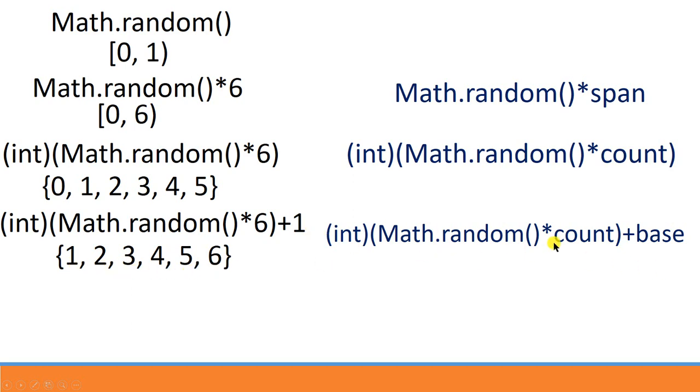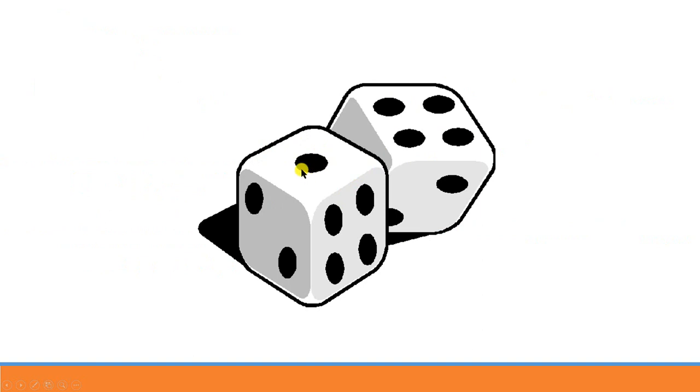So this one, we call it the base. And this base will be the number 1 here, and that same number will be the value for each face on a die.